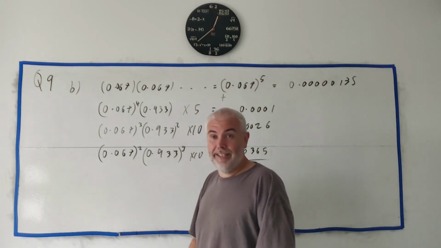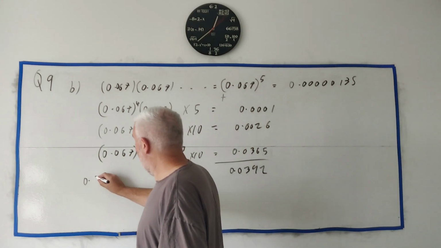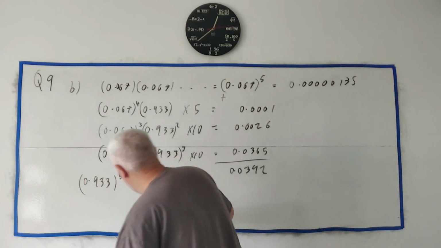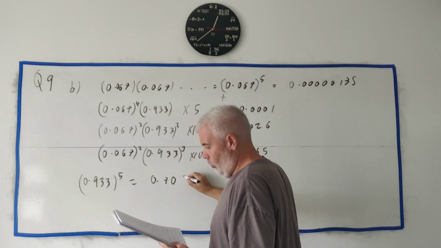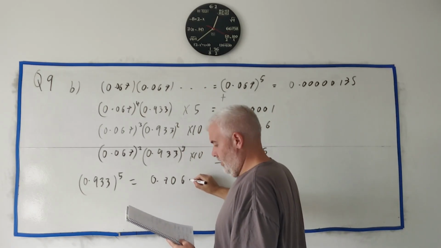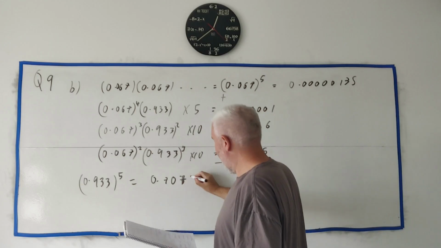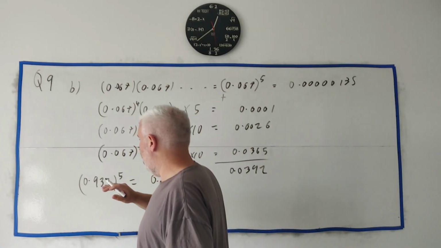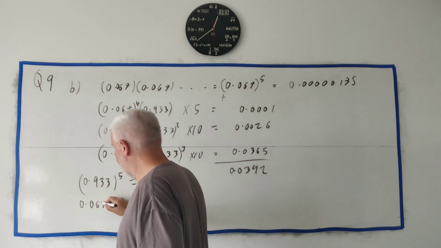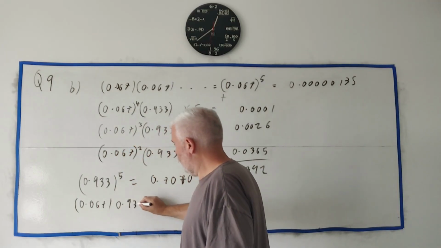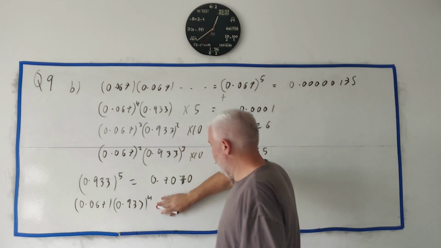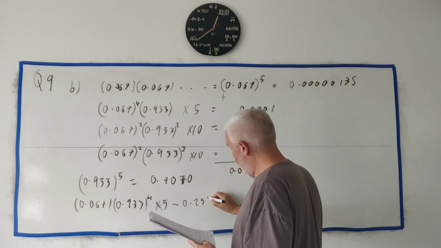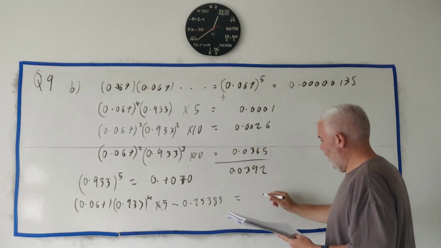So if you had worked out the probability that no people test positive, that's 0.933 to the power of 5, and that's equal to 0.7069, I think 0.7 flat. Probability 1 person tested positive would be 0.067 multiplied by 0.933 to the power of 4. Oh sorry, and there's 5 different ways that could happen. And that would have equaled 0.25385.